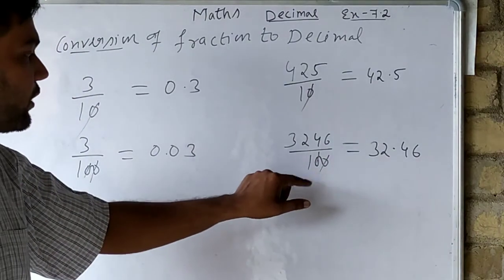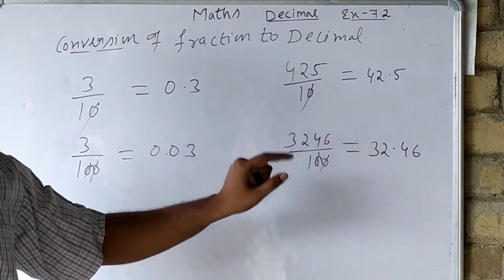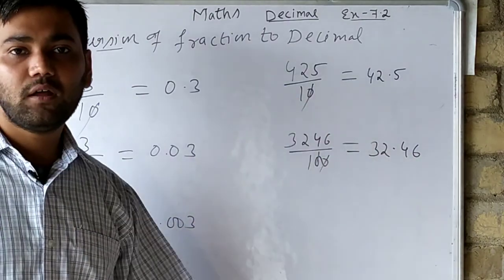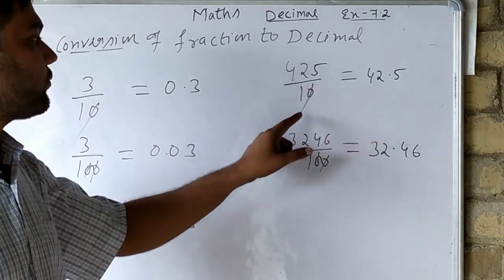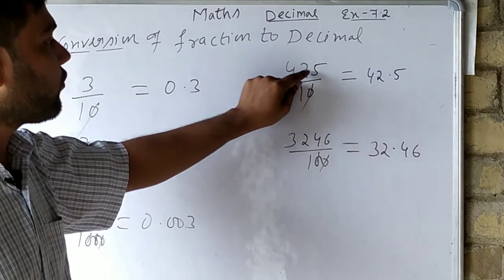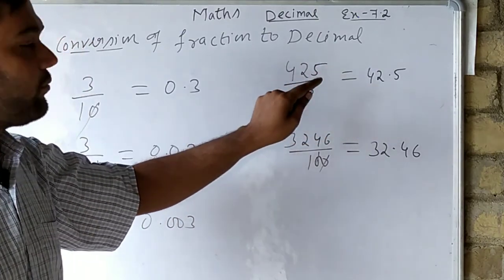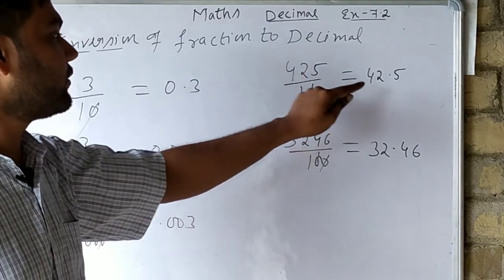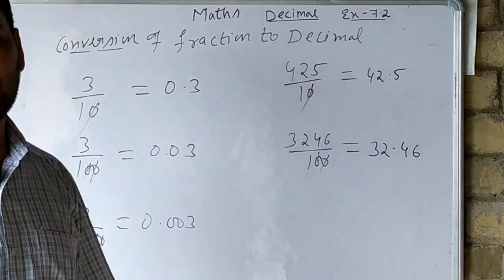Why? Because we have removed 2 zeros. Okay, and we will place the decimal from this side, that means from the right side of the number. Okay, 42.5, how does it come? We have removed 1 zero and the decimal comes from the right side. 42.5, from the right side, that means from this side, from the back, we place the decimal. 1 zero removed means 1 place decimal, 2 zeros removed means 2 places decimal.